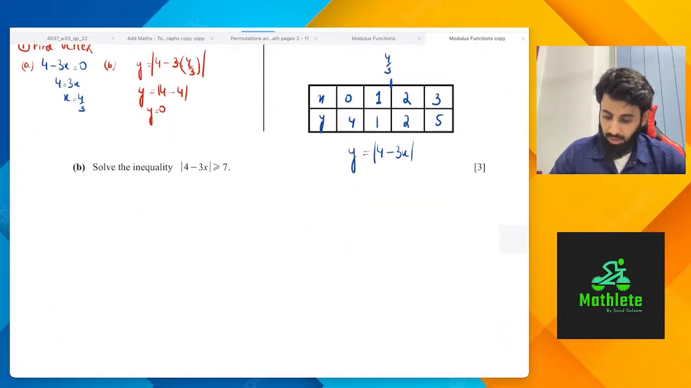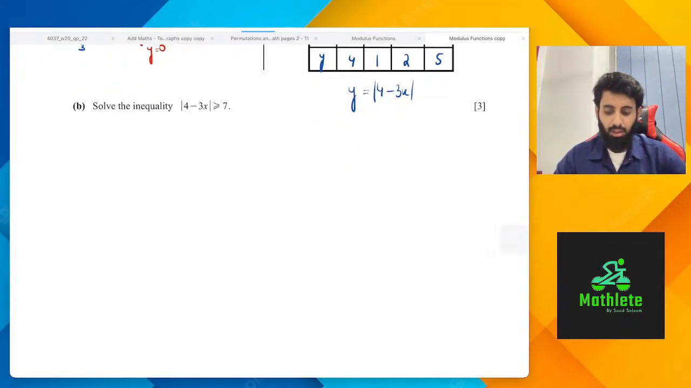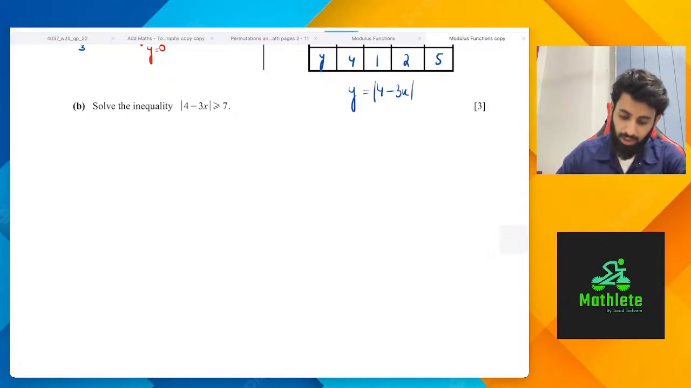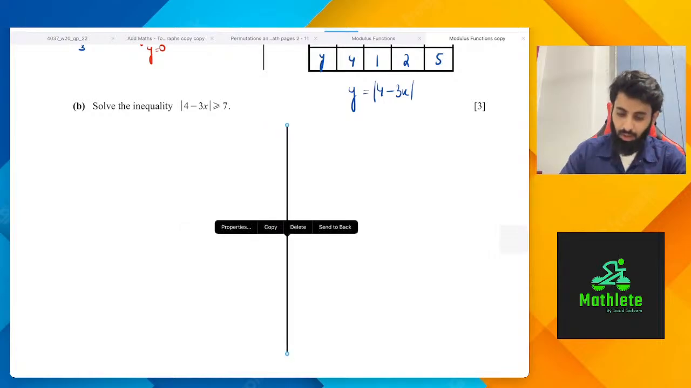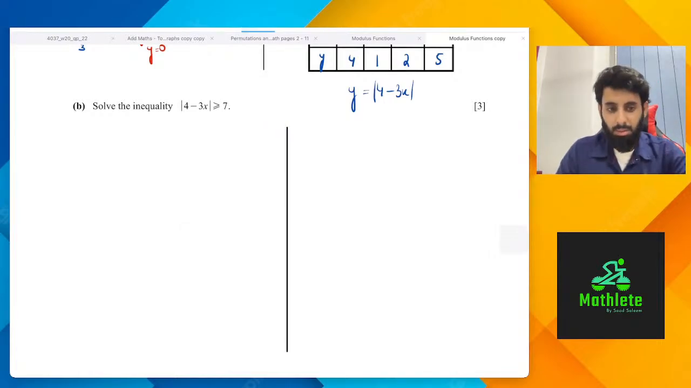So that's that. Next thing is solving modulus inequalities. How do you solve modulus inequalities? There are 2 ways through which you can solve modulus inequalities. In both of the methods you have to be extremely careful. Make a habit of plugging in your value, and then checking your answer.